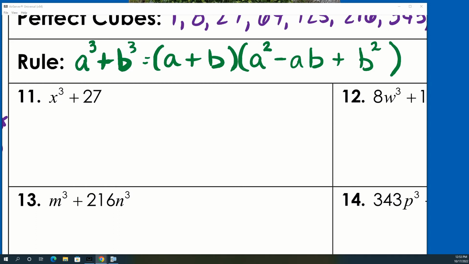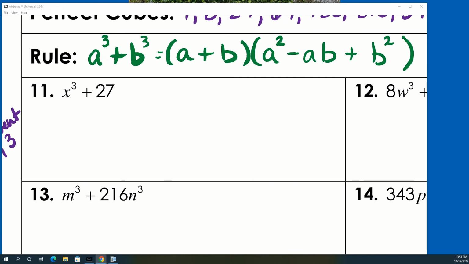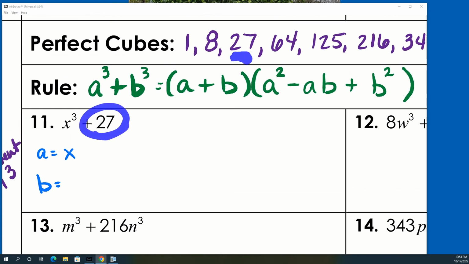So the first thing I do on these problems is I just figure out what a and b are, and I write it down. On number 11, a is going to be whatever the cube root of x cubed is, which is just going to be x. And b is the cube root of 27. 27 is in my list. So you can type in the cube root of 27 in your calculator, or you can do 1, 2, 3. So the cube root of 27 is 3.